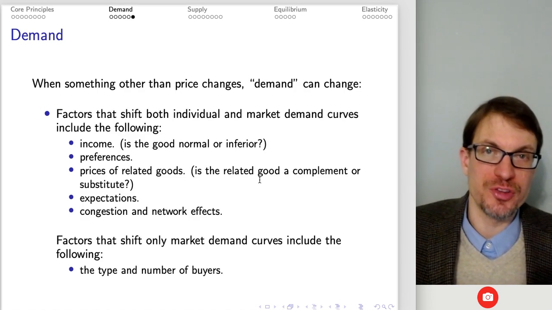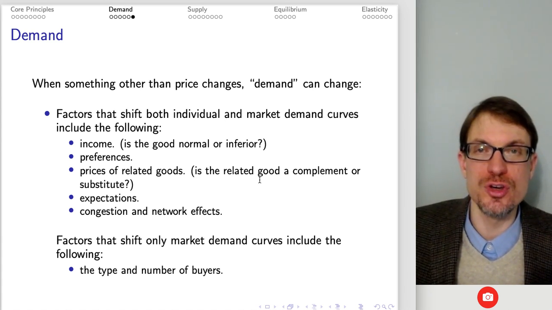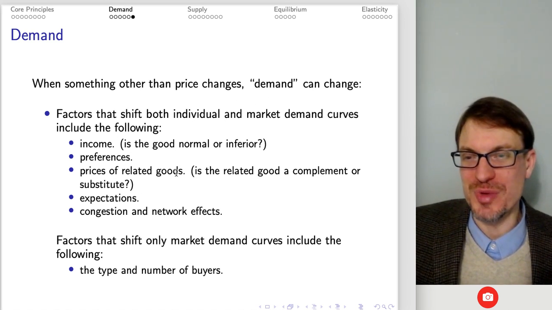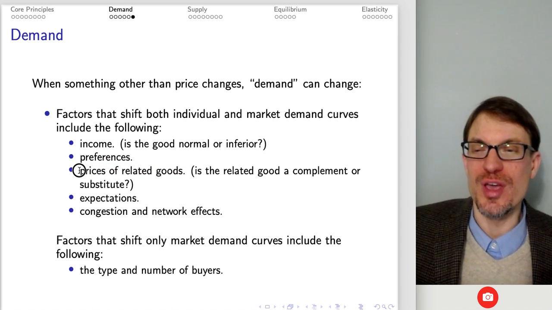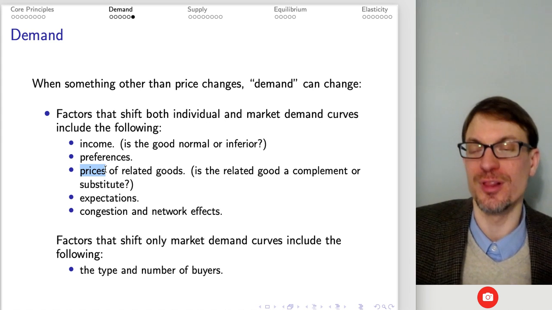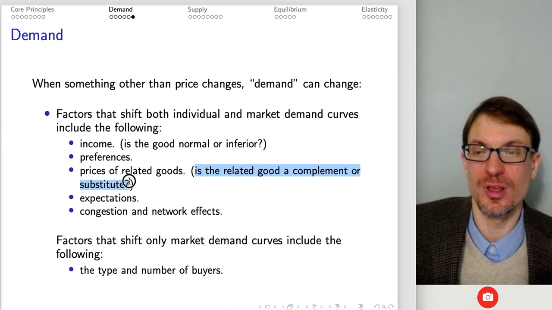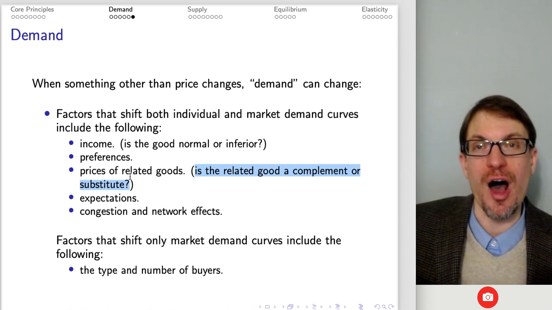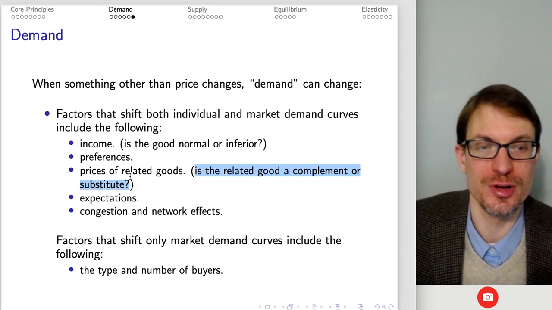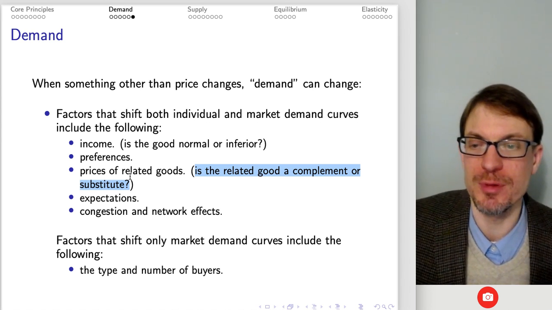When something other than price changes, now demand can change. And when I'm talking about price here, I mean the price of the good under consideration, because you'll notice amongst our demand shifters, we have the price of related goods, right? So if there's a price change for some other good that's closely related by the interdependence principle, it matters. So you want to ask yourself a question: is the related good a complement or a substitute? So if price changes and it's the good we're talking about, then only quantity can change. But if price changes and it's some other good that's not the good we're talking about, you want to determine how are they related, how are they linked? Are they complements or are they substitutes?